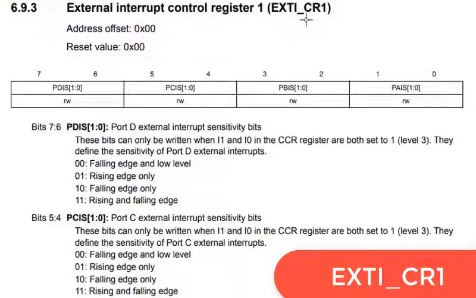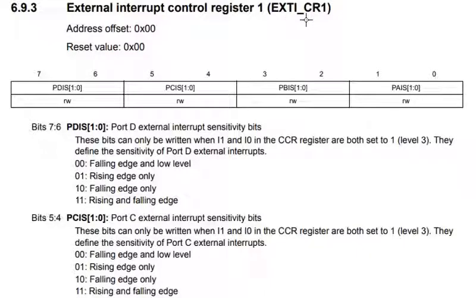EXTI_CR1. This is responsible for enabling or disabling the edges for the interrupts, and the interrupt is available for the whole port. Bits 7 and 6 are responsible for enabling or disabling the interrupt for port D, and bits 4 and 5 are responsible for port C, bits 3 and 2 are responsible for port B, and for port A, bits 0 and 1.